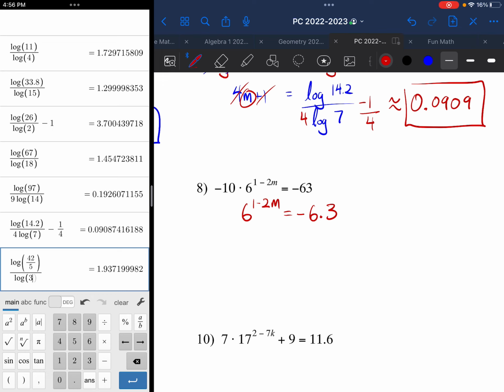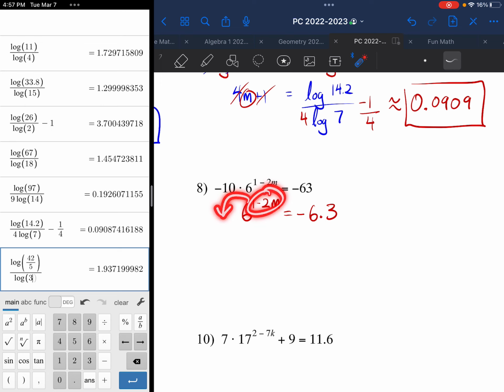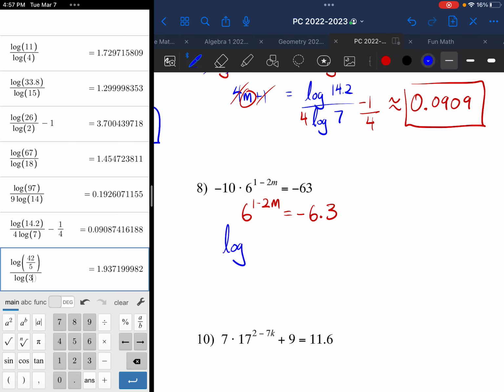All right, so from now, I have Rapunzel trapped in the tower. This exponential needs to come down. The only way to do that is by taking the logarithm of both sides. I'm going to take log base 6 of whatever is on the inside on the left, and log base 6 of whatever is on the inside on the right. So I have 6 to the power of 1 minus 2m and negative 6.3. All right, what cancels? The log and the 6 cancel, meaning I have 1 minus 2m left over.